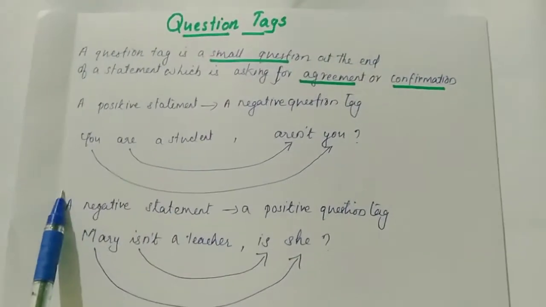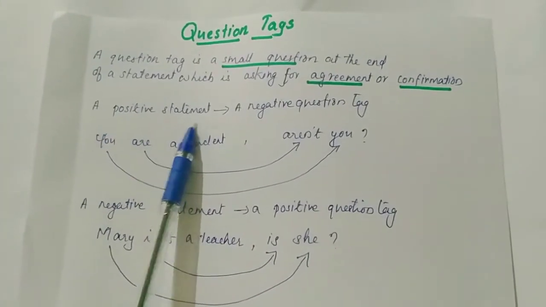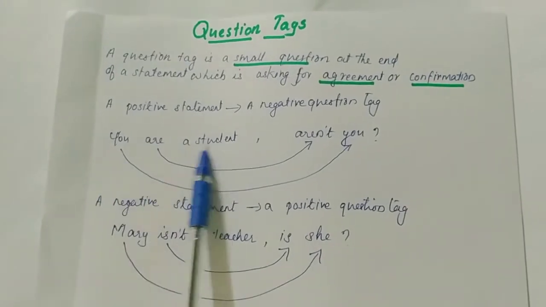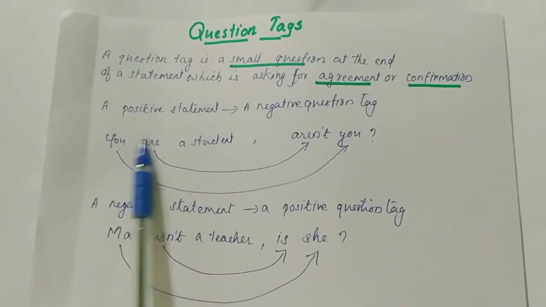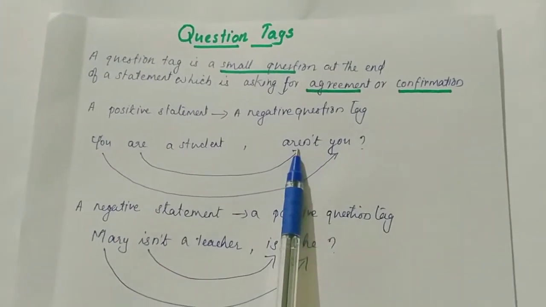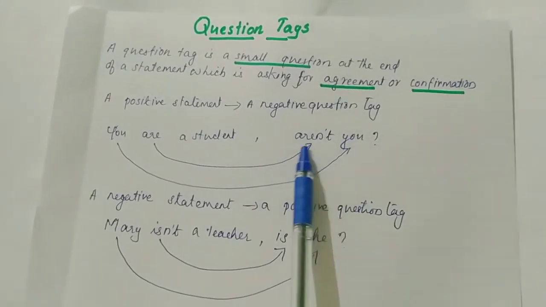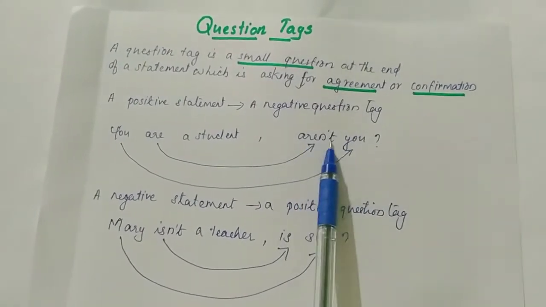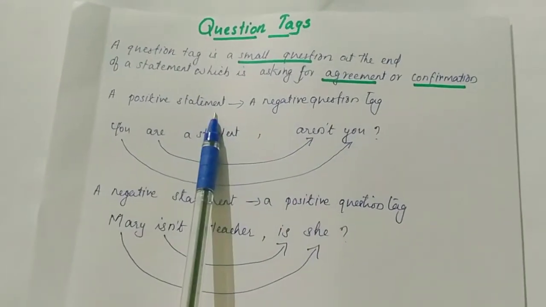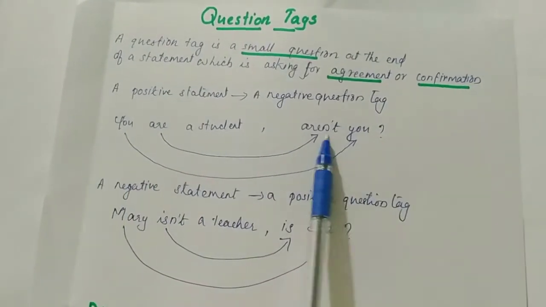There are two main points to write a question tag. First point: a positive statement will be having a negative question tag. Example: you are a student. This is a positive statement, and it will be having a negative question tag. Aren't you? This is the negative form. Are plus not, aren't you. A positive statement will be having a negative question tag. You are a student, aren't you?